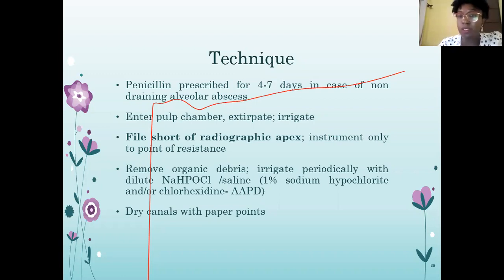As long as there are no systemic manifestations, the child has no fever, it's preferable that you do the procedure. You don't have to medicate. But then if you have an abscess, a non-draining alveolar abscess at that, medicate. Here they talk about penicillin, but we know that in Africa, we do our combination of penicillin together with metronidazole, and it really works well.